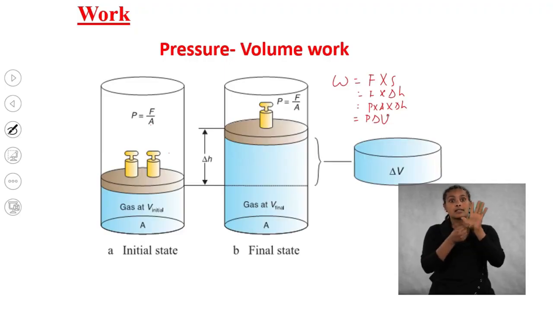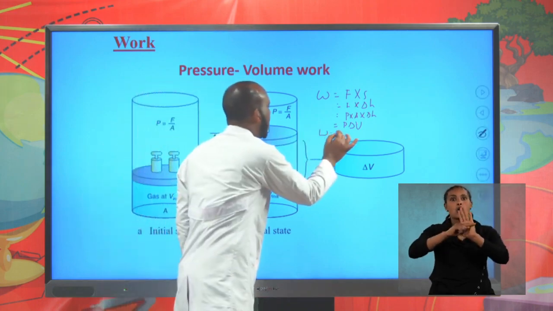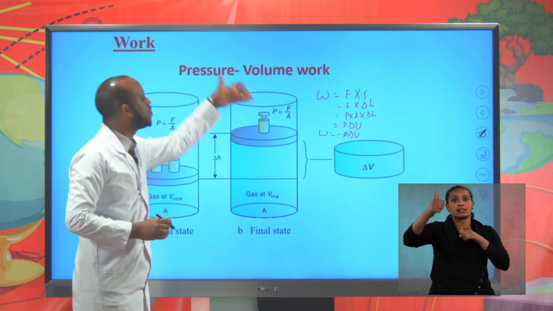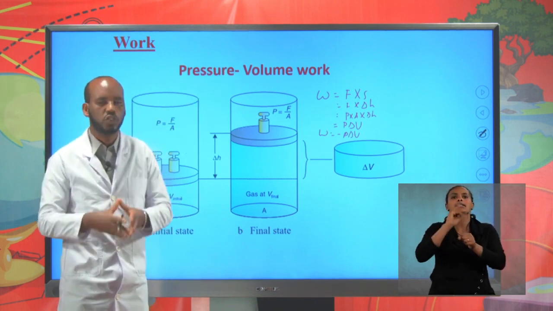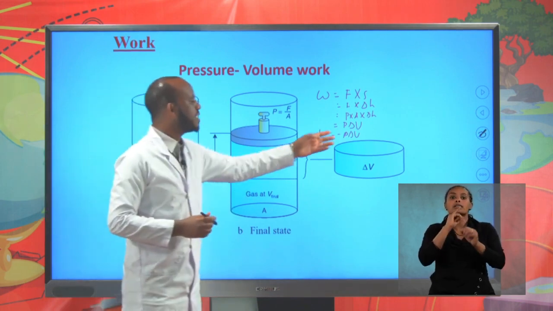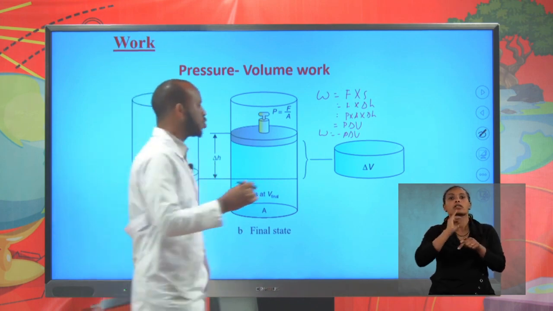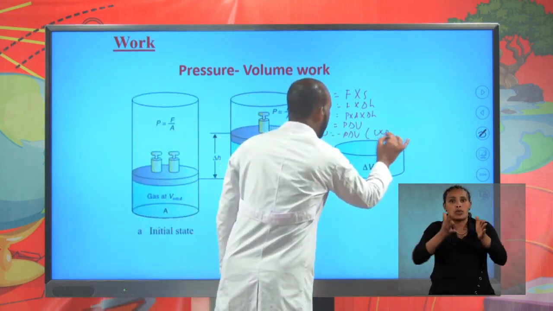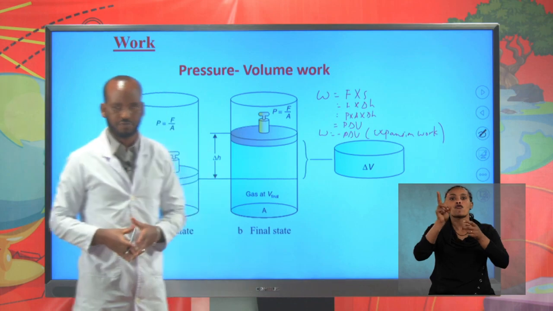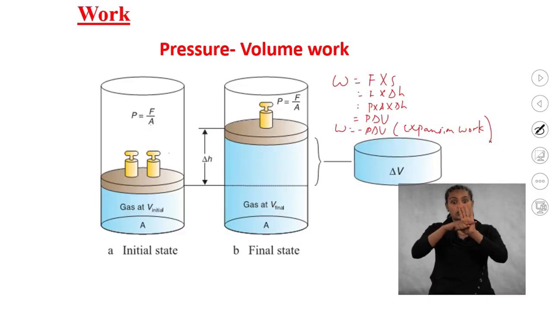The sign of work is negative, work equals minus P times change in volume, because the system moves a piston against the applied pressure. Work is done by the system. The system loses energy as work. Work equals minus P times change in volume, which is known as expansion work. The gas expands, expansion work. See? From the system's point of view, the sign of pressure times change in volume is negative, negative work, work done by the system.